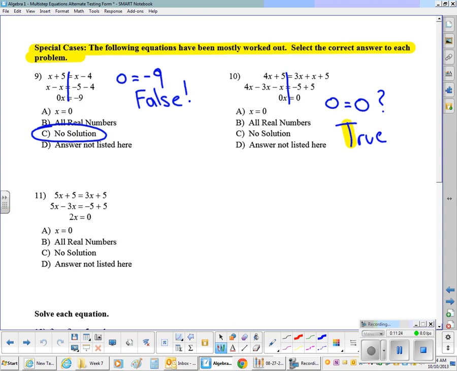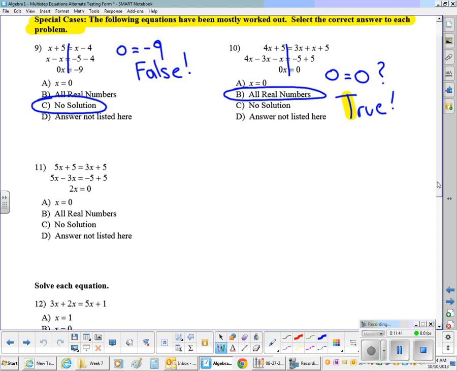Okay? Since it's true, it will be all real numbers. It's kind of the opposite situation of the no solution. Here, no matter what number I put in for x, it'll always come out to be a true equation. The equation is always solved regardless of the x that we use.